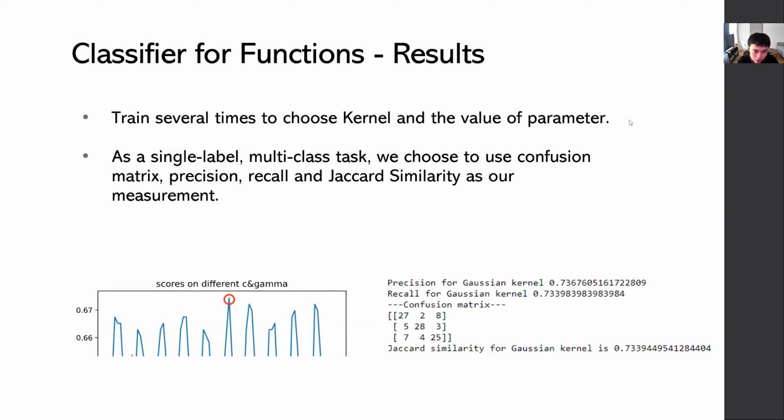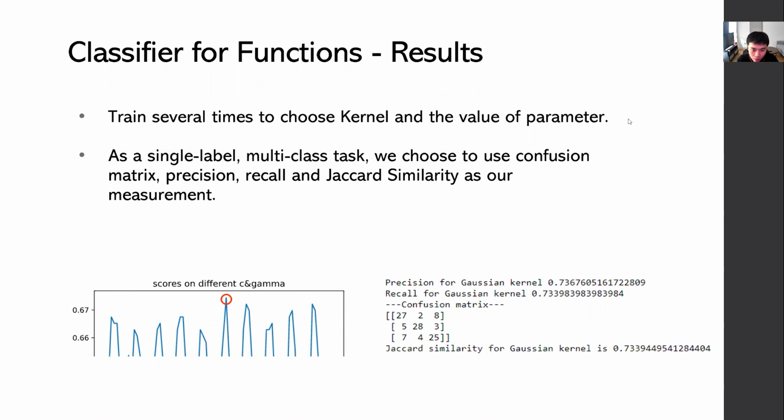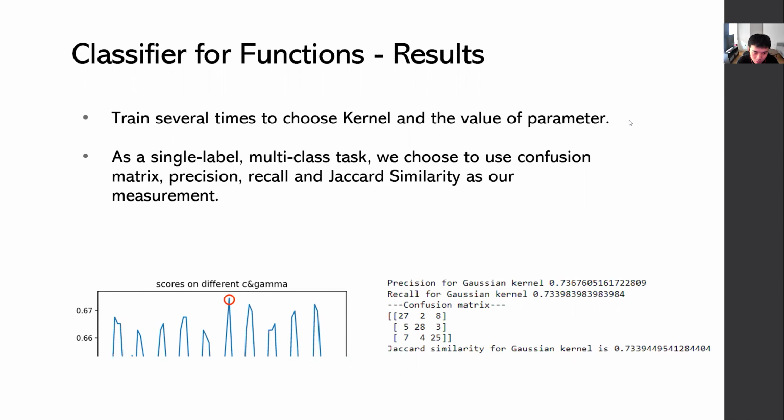By doing so, we set an automatic choose function in our code so that we can choose the best performing one between the linear kernel and Gaussian kernel. To choose the optimal value of parameters, we set another for loop which has over 80 combinations of C and gamma, so that we try all these values and select the one that has the best performance on the Jaccard similarity.